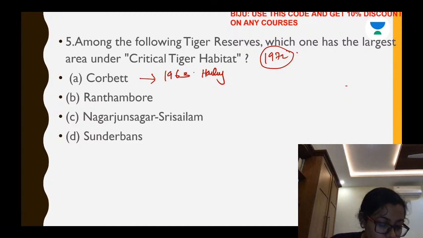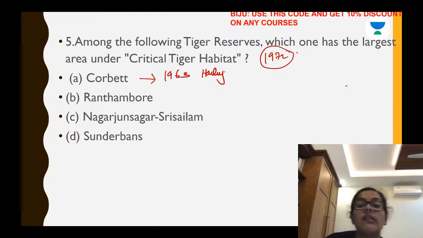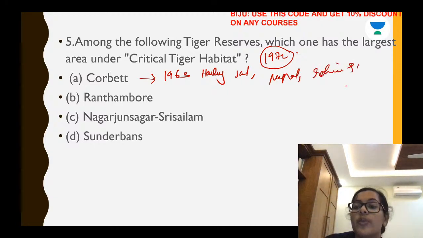What is it famous for? It is a dense deciduous forest with sal, peepal, rohini and mango trees.